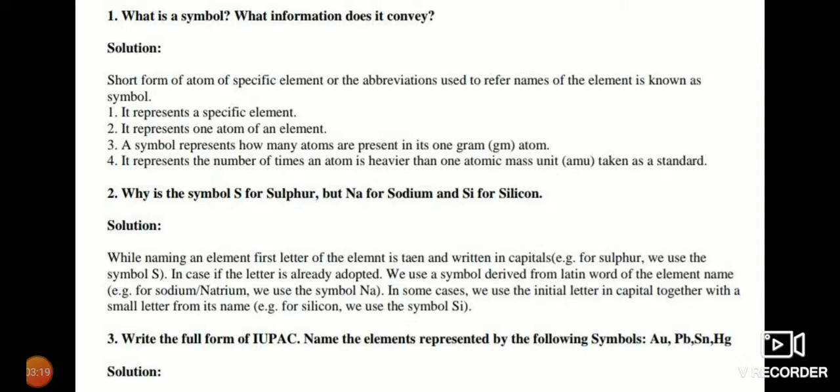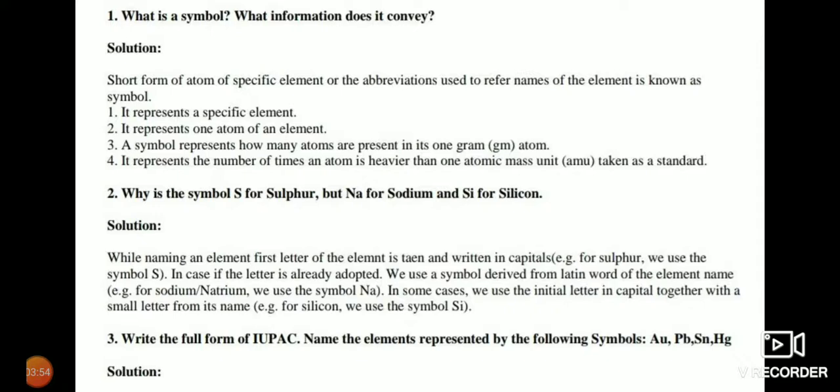Why is the symbol S for sulfur but Na for sodium and Si for silicon? Now, if you check, sulfur, sodium, silicon, all three elements have the same first letter, that is S. So, as we have used S for sulfur, we cannot use S for sodium and silicon. Second, sodium has a Latin name, natrium, and therefore its symbol is derived from its Latin word natrium, and the symbol is Na. Why not N only? Because we have used N for nitrogen.